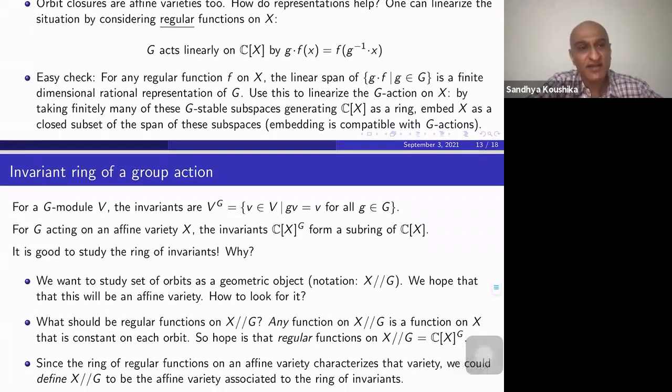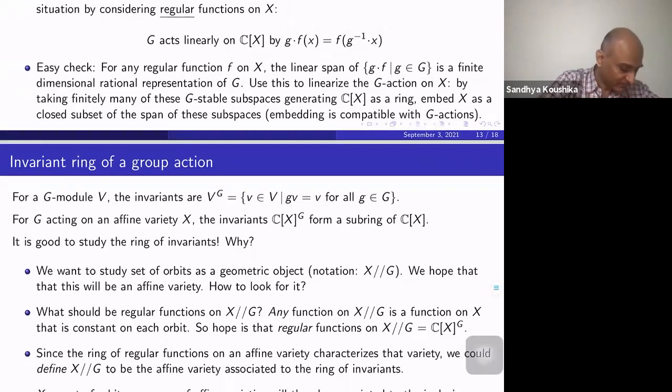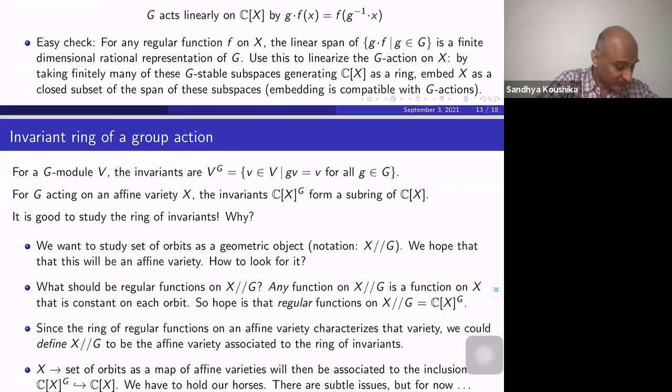I can try to define this quotient as the affine variety associated to the ring of regular functions, the invariants in the ring of regular functions. All right, so this is an excellent reason to study this. And notice what will then happen.